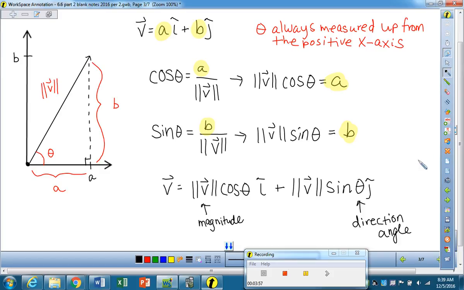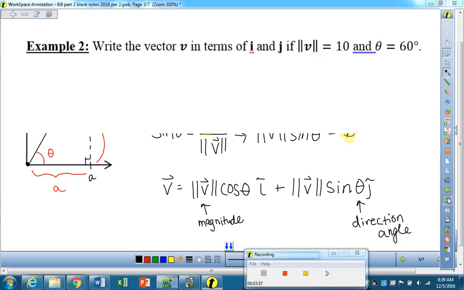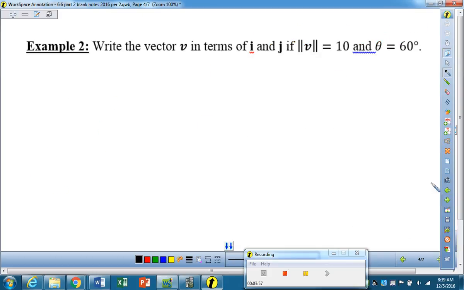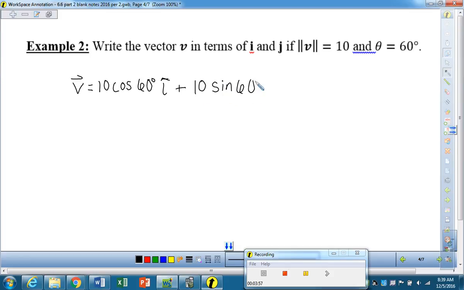All right, so now we're going to apply this. We're going to look at a basic example of writing a vector in terms of its magnitude and direction. They've told us that our magnitude is 10, our direction angle is 60 degrees. So using that formula that we did above, we're going to write 10 cosine 60 degrees i plus 10 sine 60 degrees j.